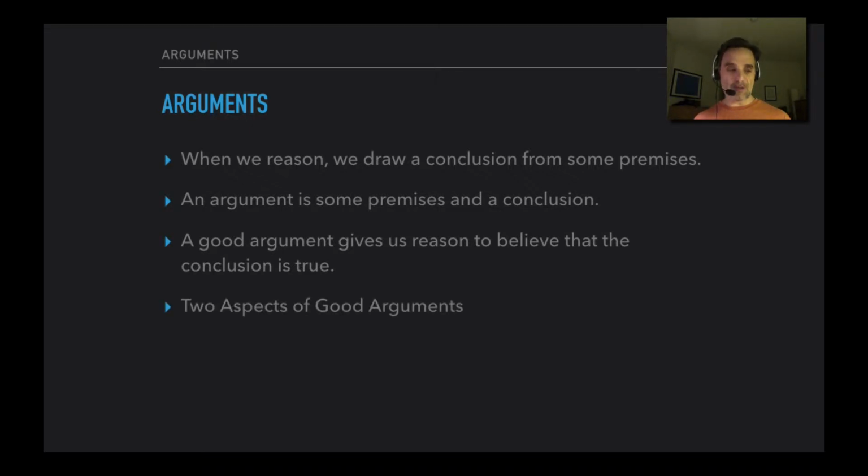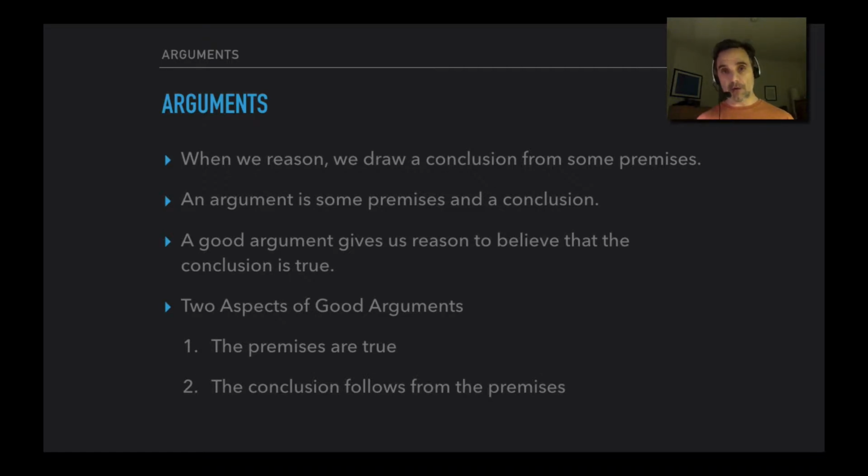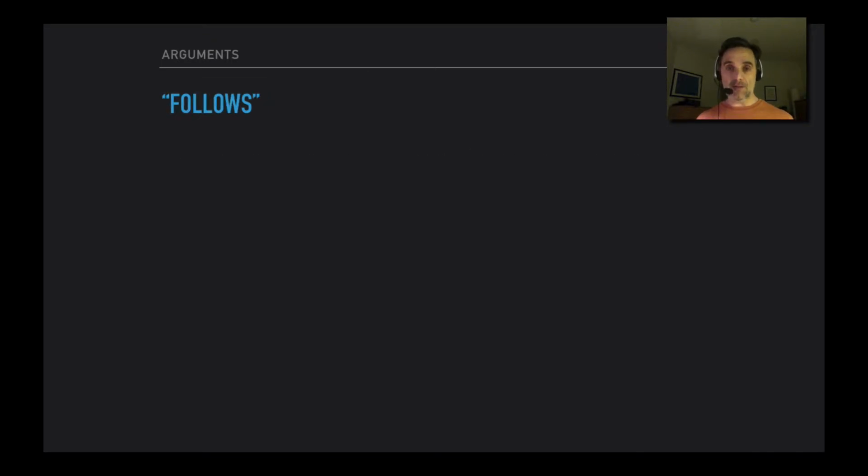So there are two aspects, at least, of arguments that can make them good. Good arguments need to have both of these. First of all, the premises need to be true. If the premises aren't true, we're not going anywhere from them. And secondly, the conclusion needs to follow from the premises. And it's this notion of following that we're going to be looking at in this video.